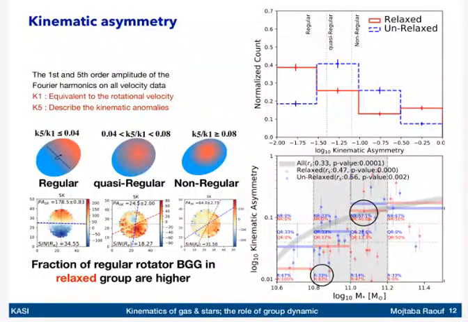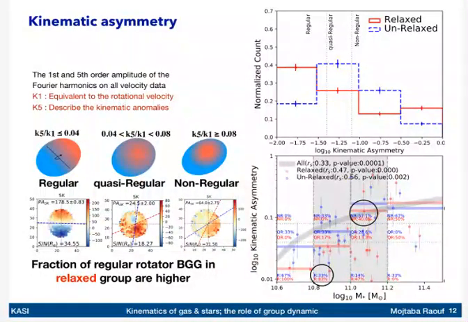So you can see a typical example of the regular, quasi-regular, and non-regular rotators in our sample that we can identify into the different dynamical halo states. So let's see the histogram in the top panel. We can divide the regions of the regular, quasi-regular, and non-regular rotator BGGs.